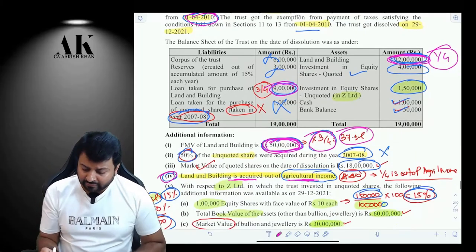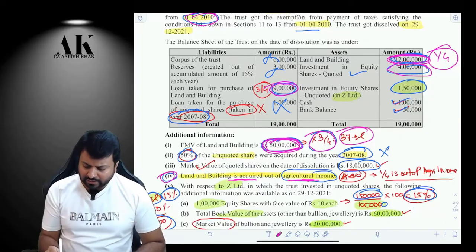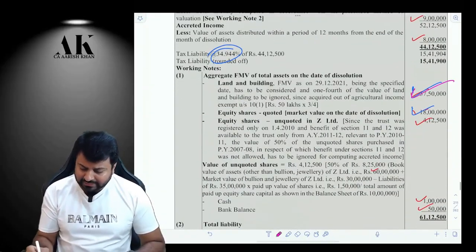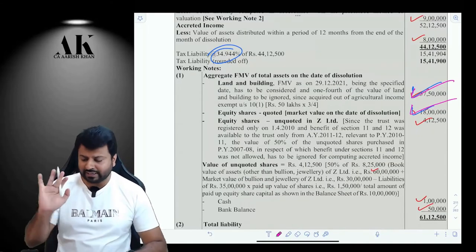Okay. Next, for equity shares, I am going to take the market value, and the market value given is 18 lakh rupees. You can check it over here. For land, I am taking 37.50. For equity shares, I am taking market value, that is 18 lakh rupees.